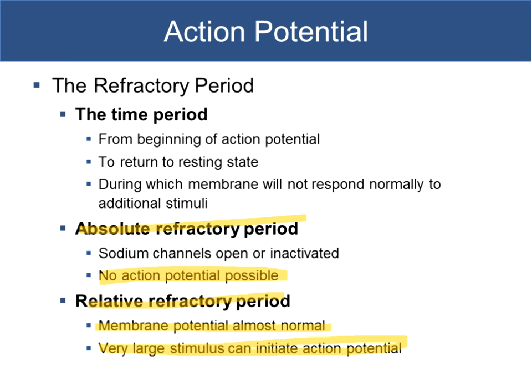Because there are some timing issues here, they happen really quickly, but there are some timing things that we have to deal with. We have to talk about the refractory period. The refractory period is the time from the beginning of the action potential to when we go back to our resting state of -70 millivolts. During this refractory period, the membrane's not going to respond the way it normally would to any stimuli.